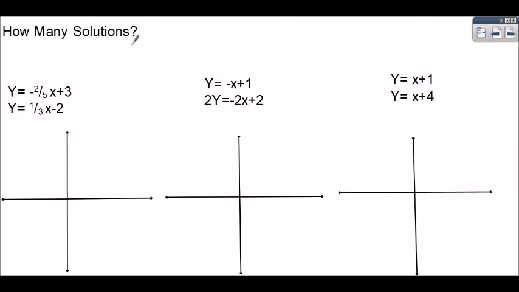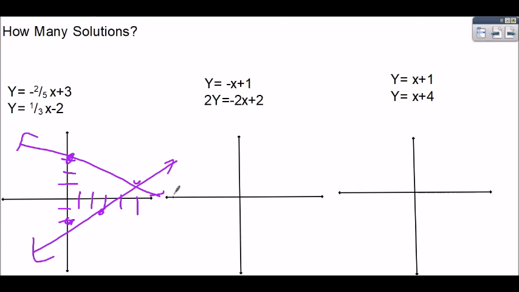All right, how many solutions? That just means how many times do the two lines cross. So we're just going to graph our system of equations and then see how many times they cross. So my two lines cross one time. So how many solutions? This would be 1. And then where does it cross? It crosses at 1, 2, 3, 4, 5, 1.